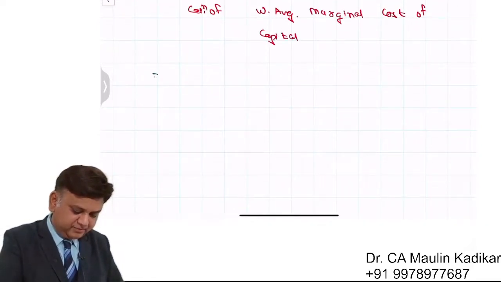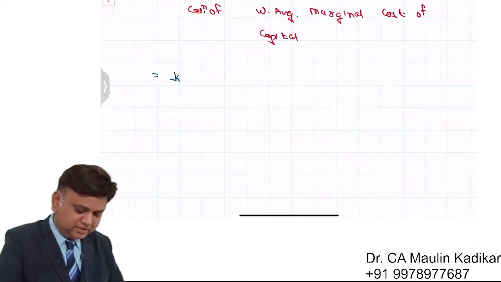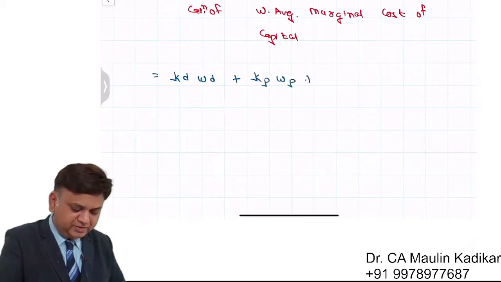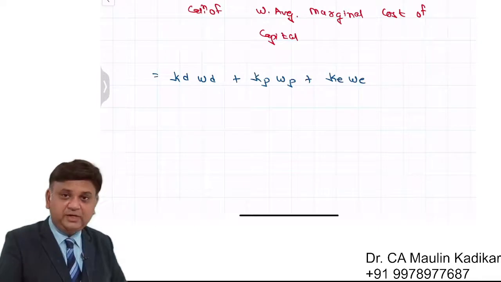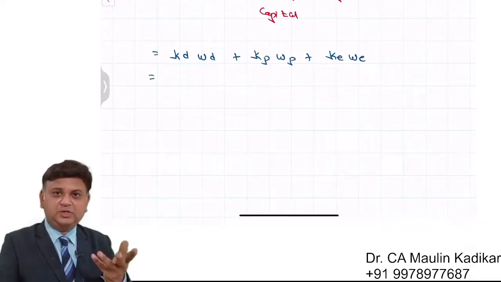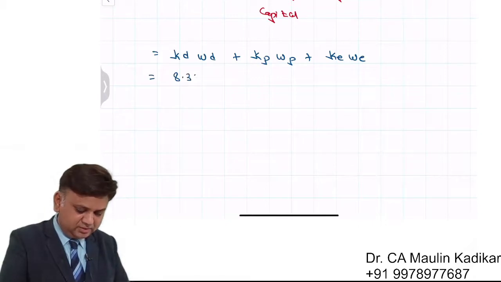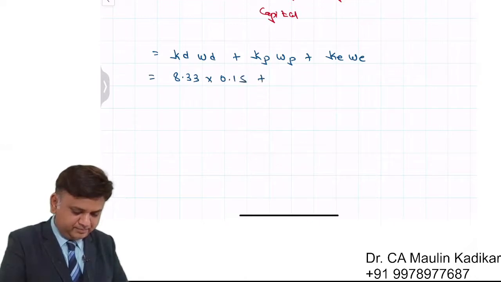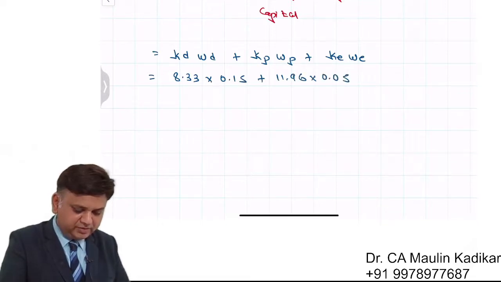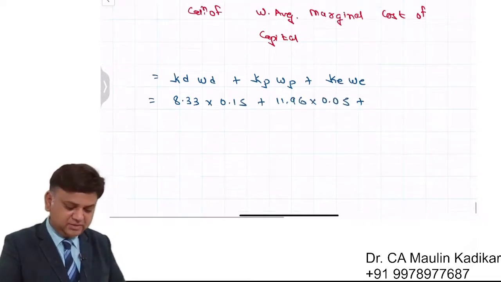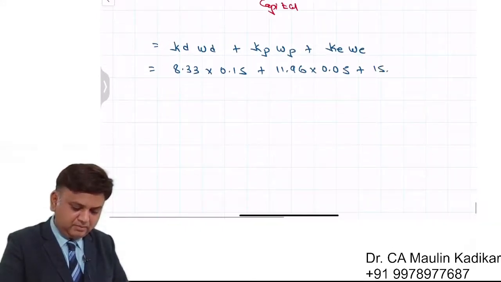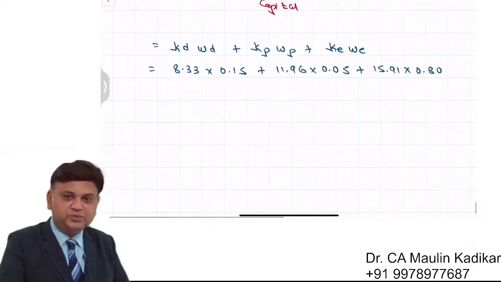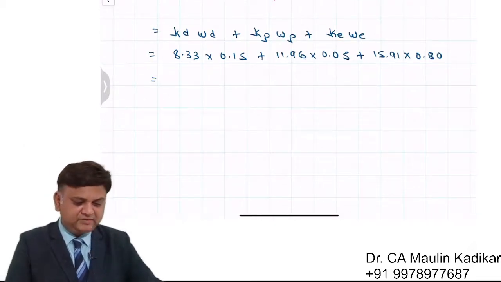So in that we will have cost of debt into weight of debt, cost of preferential into weight of preferential, cost of equity into weight of equity. What is cost of debenture? It is 8.33. What is weight of debenture? It is 0.15. Cost of preferential is 11.96 into 0.05. Cost of equity is 15.91 into weight of equity is 0.8. This is the way we are required to compute the answer.